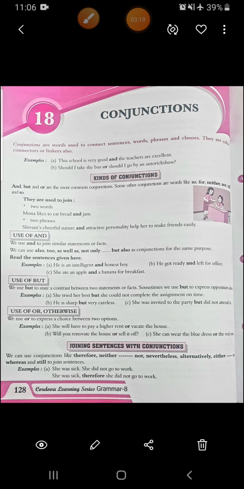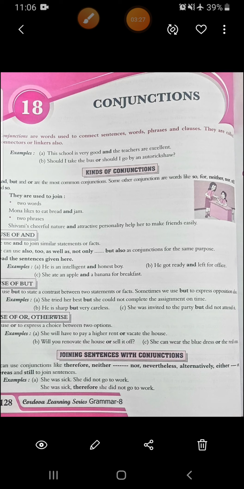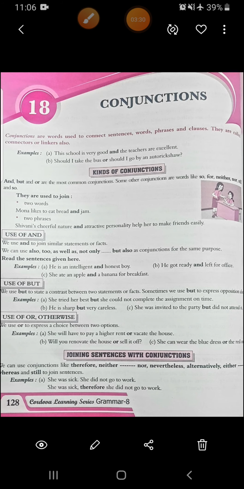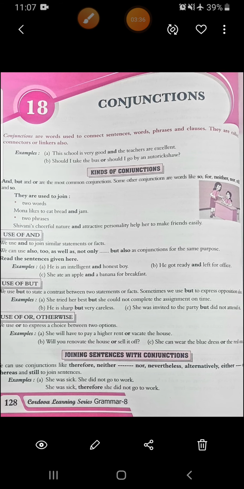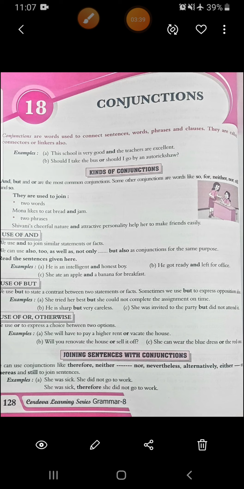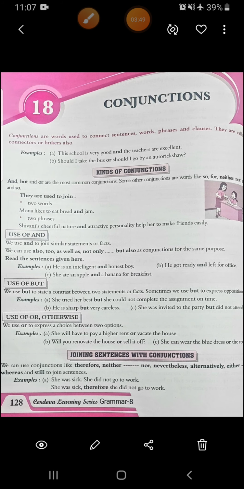Alright. Then the next one is use of but. We use but to state a contrast between two statements or facts, means when there are two things that are in opposite or they are in contrast with each other. Sometimes we use but to express opposition also. Now see the example to get it more clear. She tried her best but she could not complete the assignment on time. So you can see that there's a contrast between these two statements, that she tried her best, that is the first part, and the contrast is that still she couldn't complete her work. So that is in contrast or in the opposite.